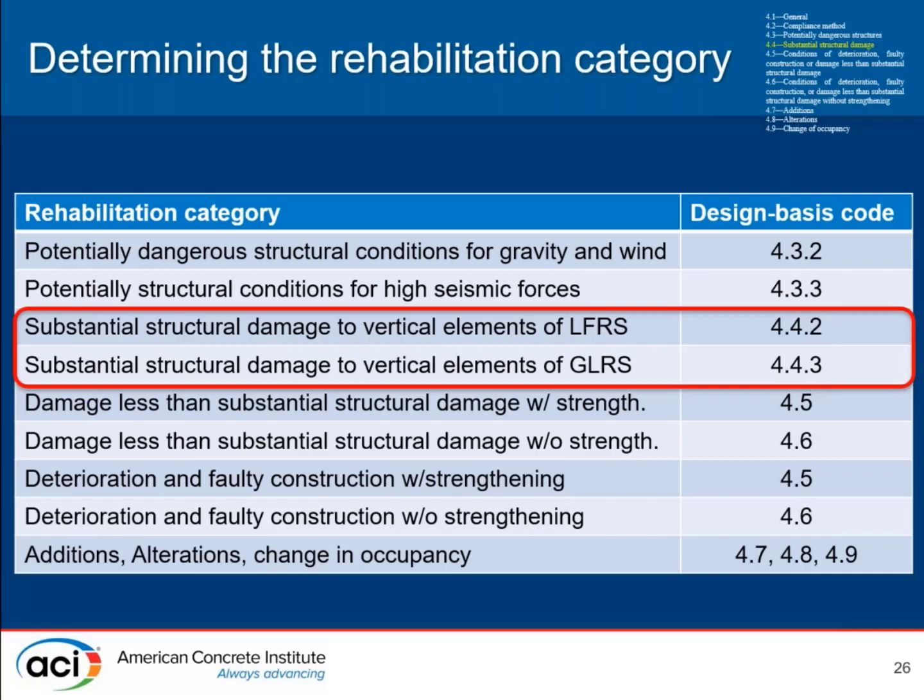And so basically, as you go from potentially dangerous structural conditions to damage less than substantial damage, the design basis code requirements become less onerous. You're allowed to use the original building code more frequently to design the rehabilitation or repair than the current building code.